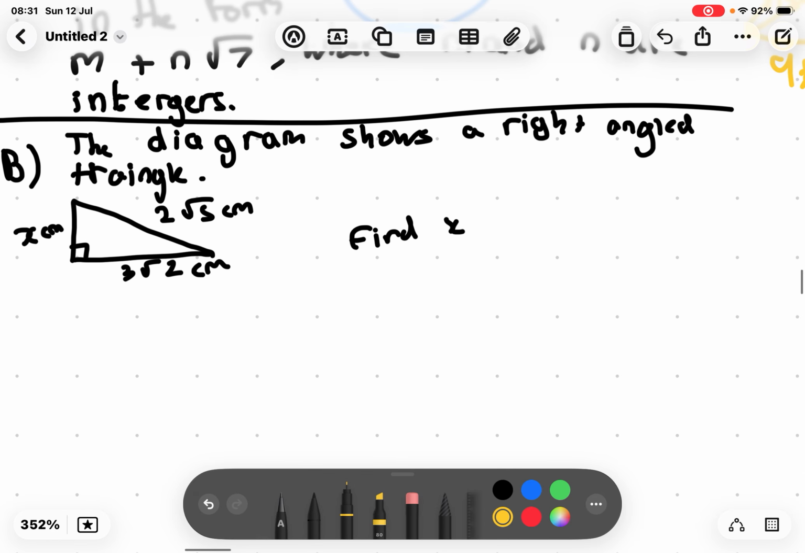Now over here we can just use Pythagorean theorem. So basically a squared plus b squared equals c squared. However, we still have to simplify them or whatever. Kind of work that way.